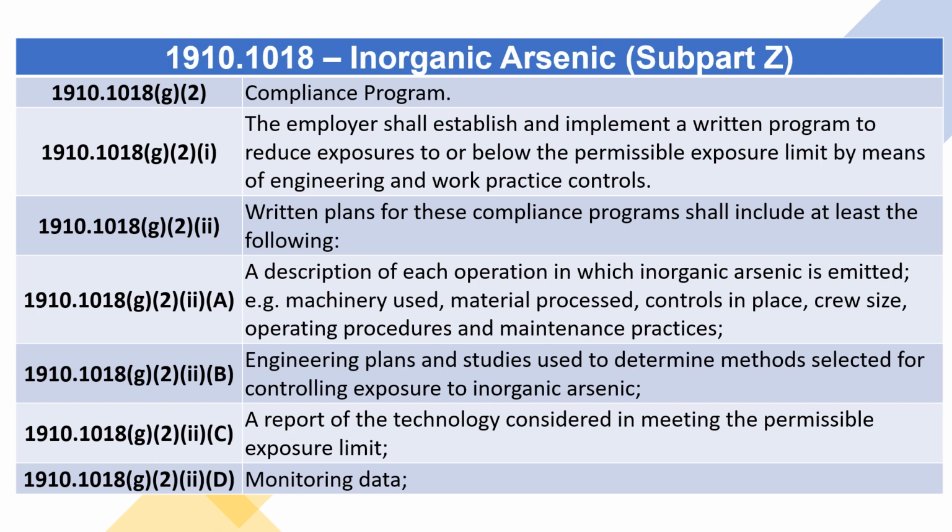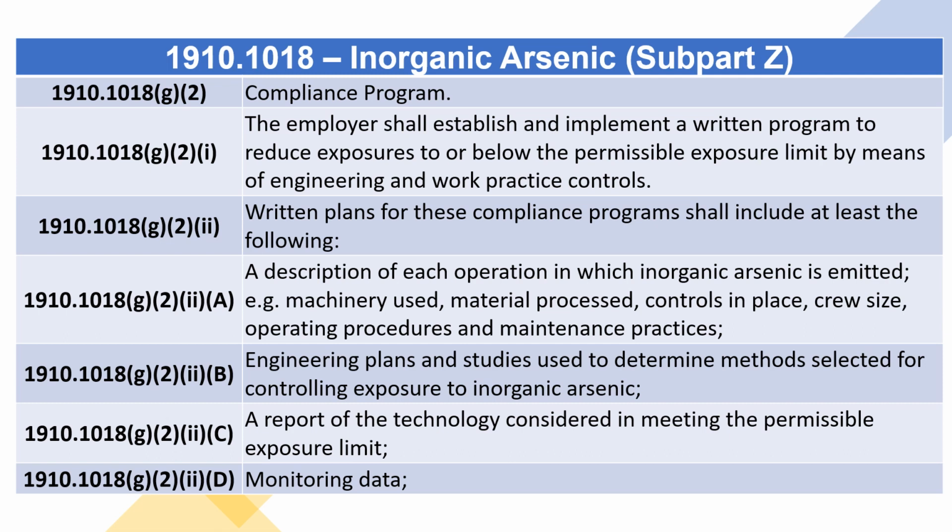1910.1018 G2 Compliance Program. 1910.1018 G2 1. The employer shall establish and implement a written program to reduce exposures to or below the permissible exposure limit by means of engineering and work practice controls.